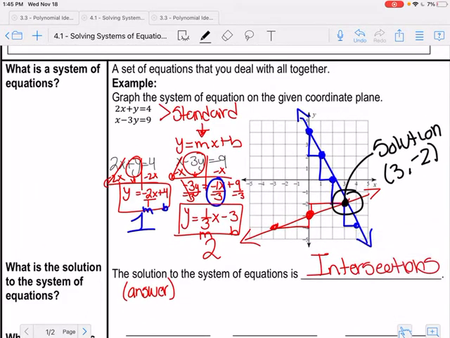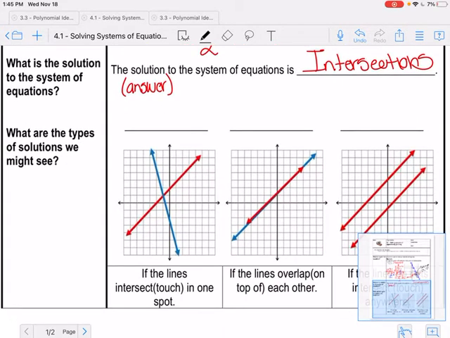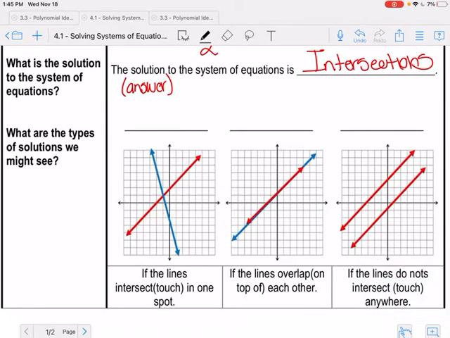Okay? Take a quick minute, let that go into your head, digest it, and try to make sure that it makes sense. All right, to finish off the notes, when it comes to systems of equations, we're actually going to have 3 different types of solutions. So 3 different types of answers.